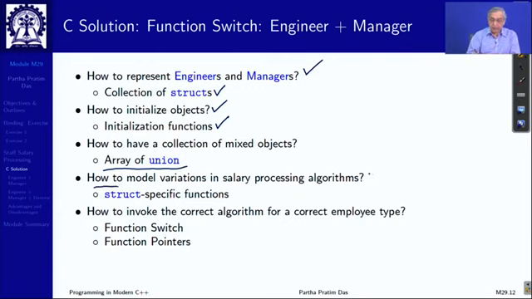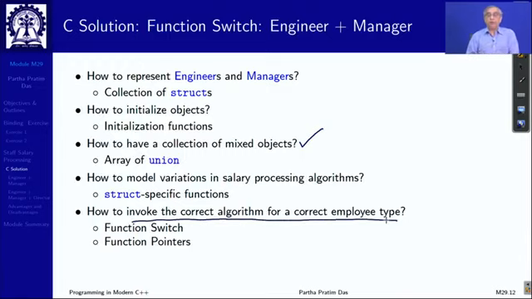Now, the next question is how do we model various salary processing algorithms? They will be different. So, we need different functions for every structure type: different salary processing for engineer, different salary processing for manager, and we have to implement separate functions. Now, the final question is, having done all this, how do I uniformly treat the entire collection of staff and process their salary in their respective way? How to invoke the correct algorithm?